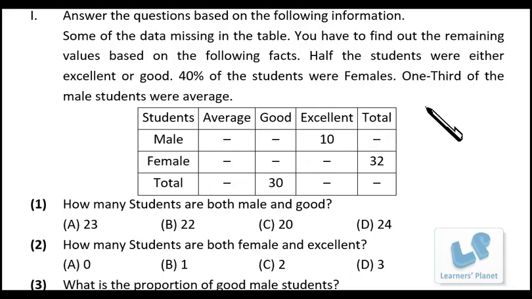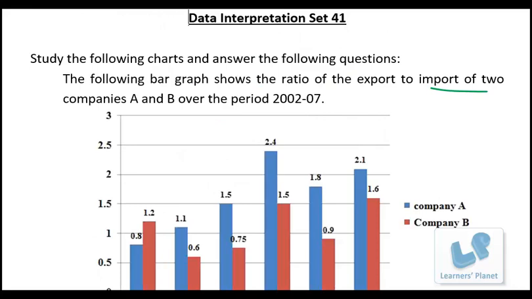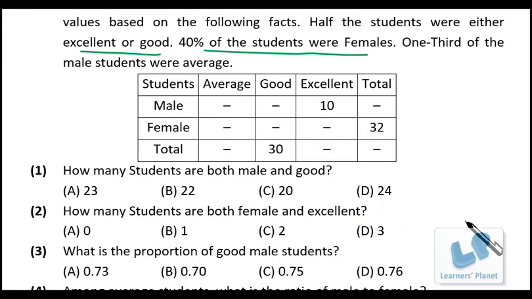Half the students were either excellent or good. 40% of the students were females, and one third of the male students were average. Okay, so we have these three facts. Half the students were either excellent or good. 40% of the students were female.